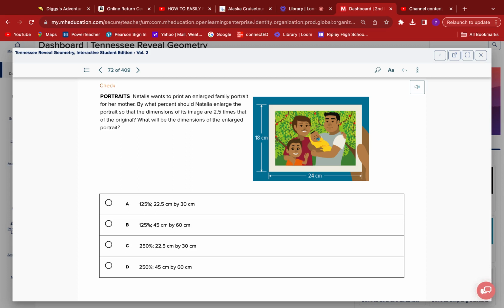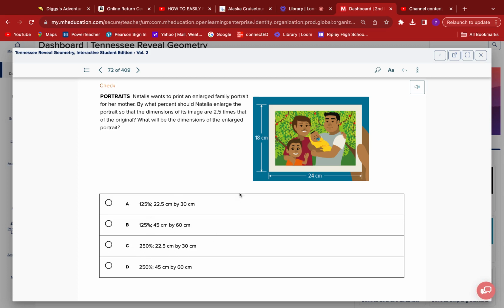All right, so 2.5 is your enlargement. It's a big number bigger than 1. So you're going to basically take 18 times 2.5 and then 24 times 2.5. So that's 250 times as much, which means A and B are now gone. So it's either going to be C or D, just process of elimination.